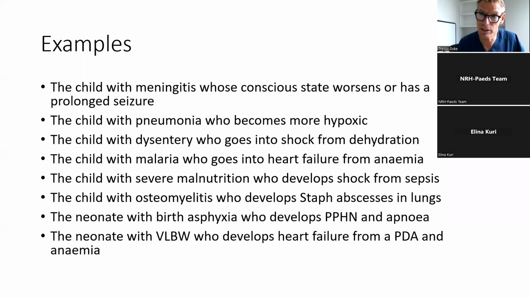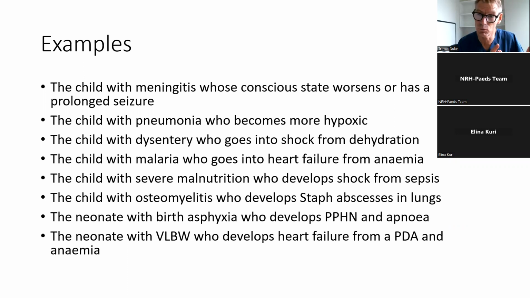The child with malaria who goes into heart failure from anemia, a progressive condition that can lead to deterioration, that's a deteriorating patient. We see children with severe malnutrition who develop shock from sepsis. When they first come in, they might have diarrhea, a fever, an infection, and they develop shock. That's a deteriorating patient. Sometimes we see children with osteomyelitis or some staphylococcal infection somewhere, and then it spreads to other organs. That's a deteriorating patient.